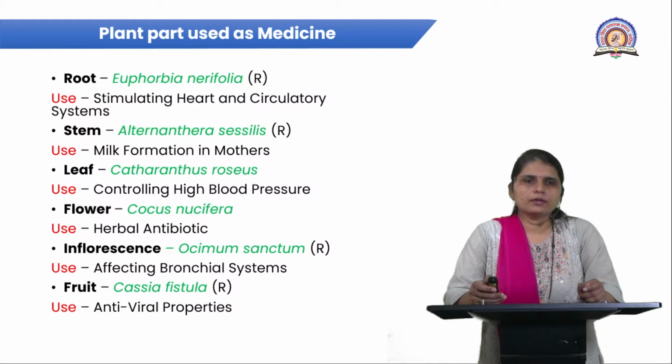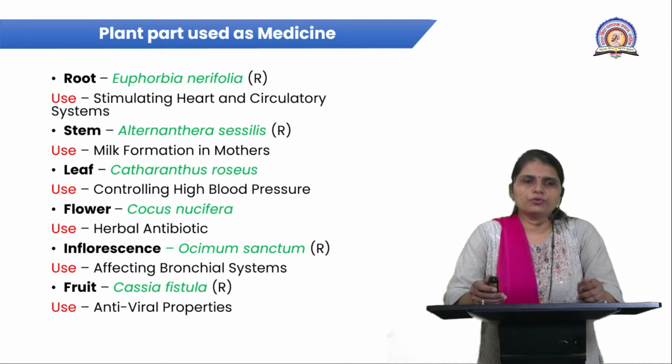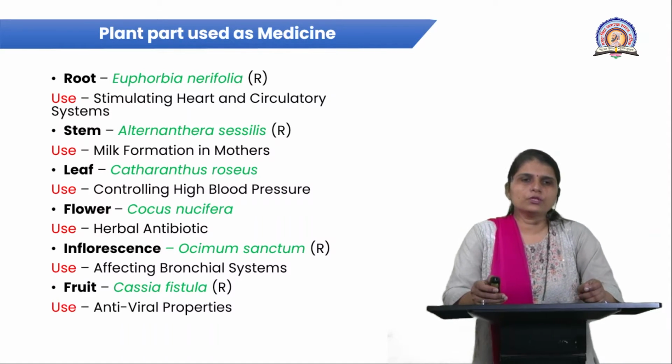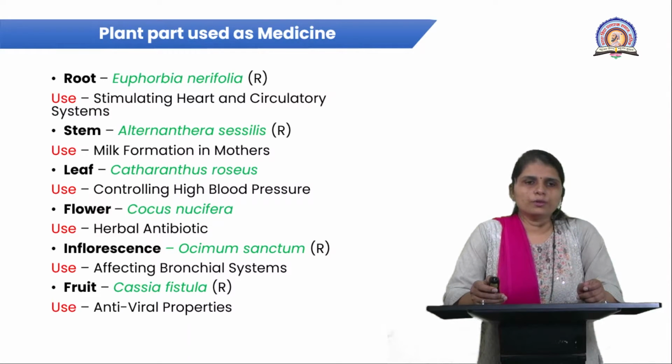Then the next part is the leaf. For example, in Catharanthus roseus, common name Sadafuli, the leaf of Sadafuli or Catharanthus roseus is used as medicine for controlling high blood pressure. Then next is the flower. The flower of Cocos nucifera, the common name of which is coconut. The flowers of coconut are used as medicine, that is, as herbal antibiotics.